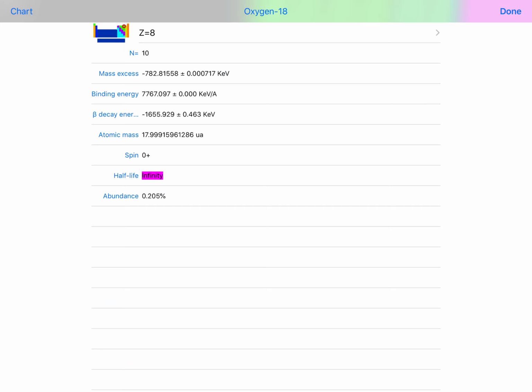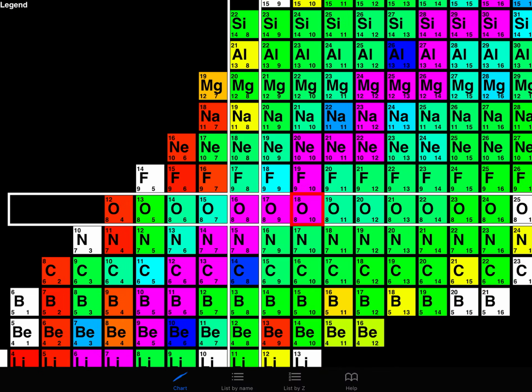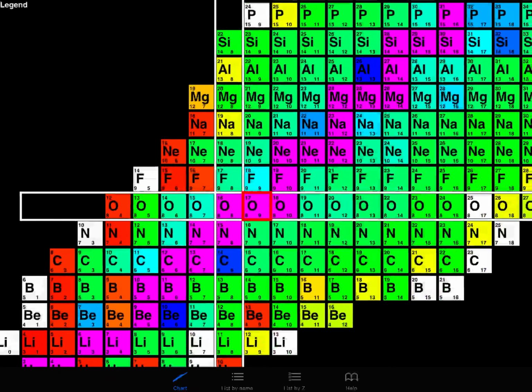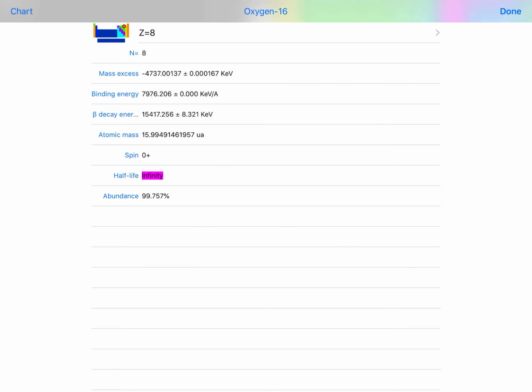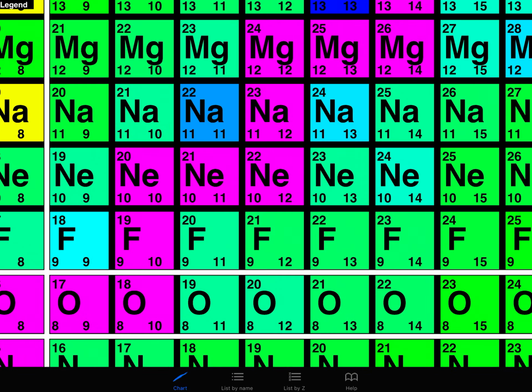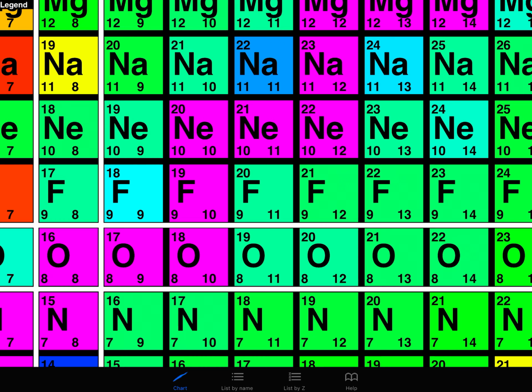However, there are isotopes of it. Abundance of this type of isotope, 0.2%. This one, 0.038%. Yeah, if we choose the main one, 99.757%. So what you see on the periodic table is kind of the most popular, stable version of that atom. And all the other ones are isotopes of that atom.